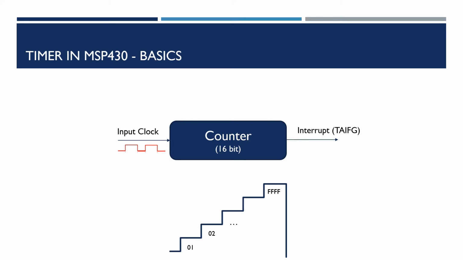Now, what is TAIFG? It is basically the Timer A interrupt flag. What do we mean by that? We'll get into it again in a while. But just remember that it's an interrupt that you get because of the overflow that happens because of counting till the final value, and then further incrementation leads to overflow and thus an interrupt. So this is the basic idea of what a timer is in MSP430. Now, as you can see, it relies a lot on the input clock, and it does not do anything on its own. It's simply a counter which goes on incrementing, but it depends on the input clock. So the accuracy of the timer will depend on the accuracy of the input clock.